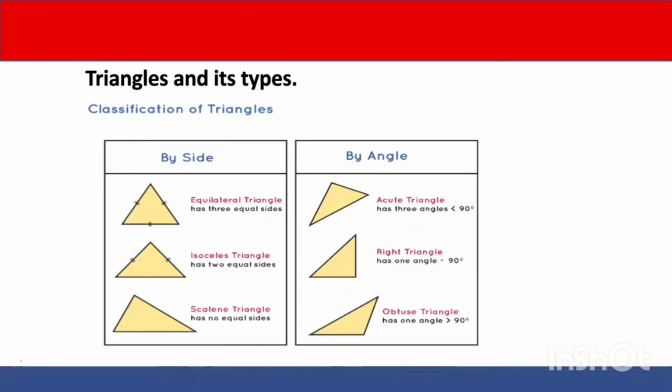Now triangles. What are triangles? A triangle can be defined as a closed shape with 3 sides and 3 angles. It is the simplest polygon.